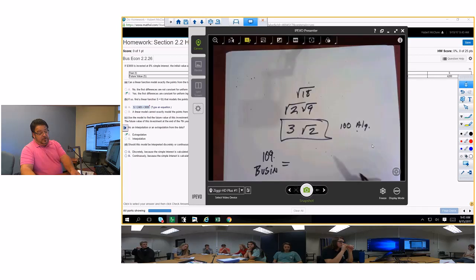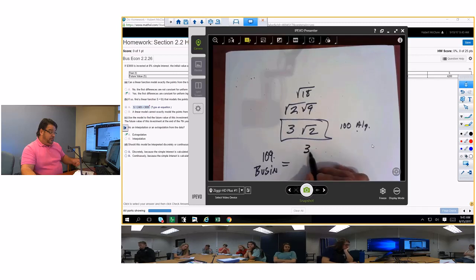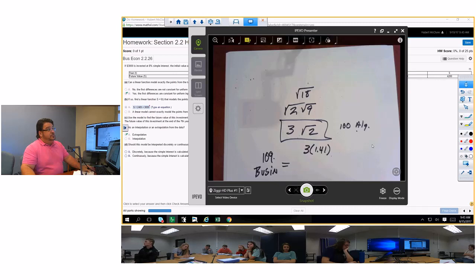Well, here it is. 4.24. So you see the interpolation here, and you could do this right here, 3 times 1.41. You could do that if you knew that square root of 2 is 1.41, but how many people know that square root of 2 is 1.41? You know, that's another if.